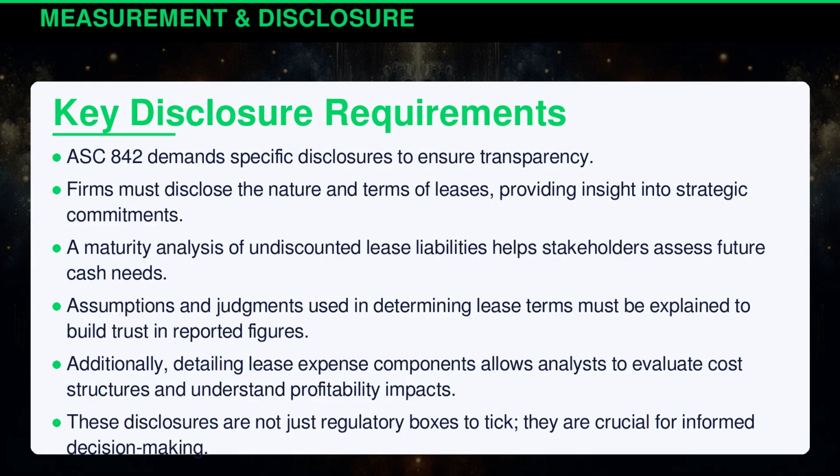ASC 842 demands specific disclosures to ensure transparency. Firms must disclose the nature and terms of leases, providing insight into strategic commitments. A maturity analysis of undiscounted lease liabilities helps stakeholders assess future cash needs. Assumptions and judgments used in determining lease terms must be explained to build trust in reported figures. Additionally, detailing lease expense components allows analysts to evaluate cost structures and understand profitability impacts. These disclosures are not just regulatory boxes to tick. They are crucial for informed decision-making.